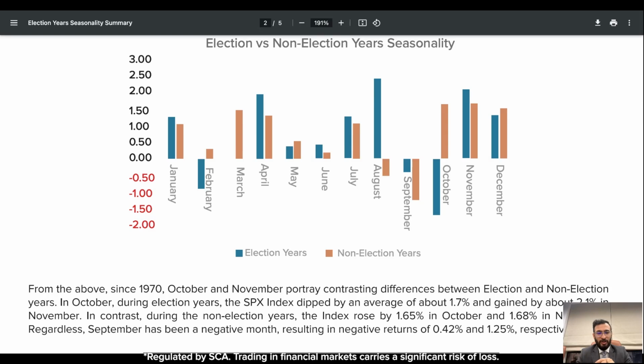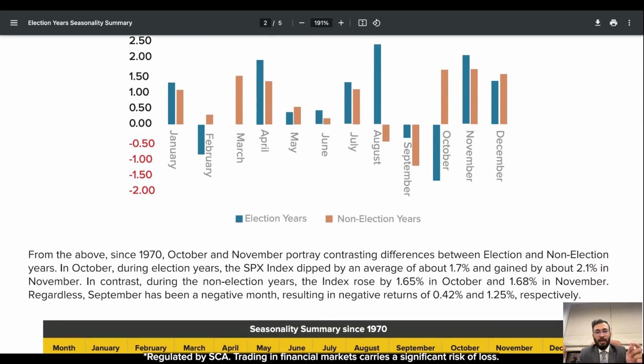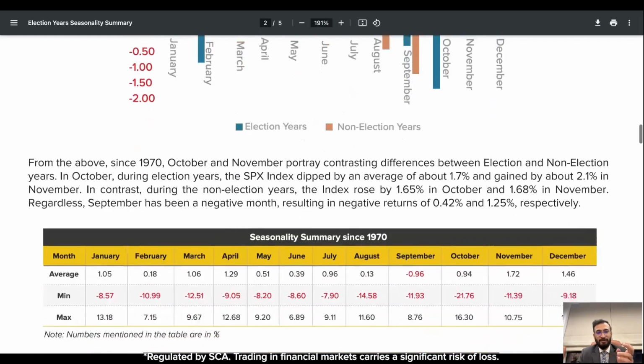November. Regardless, September has been a negative month, with negative returns of 0.4 or 1.2%. So whether it is an election year or a non-election year, irrespective, the S&P has mostly shown a decline in the month of September. This is called understanding the seasonality of the index.